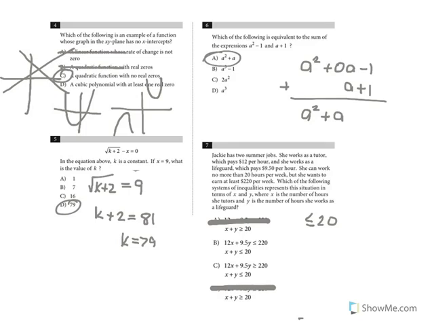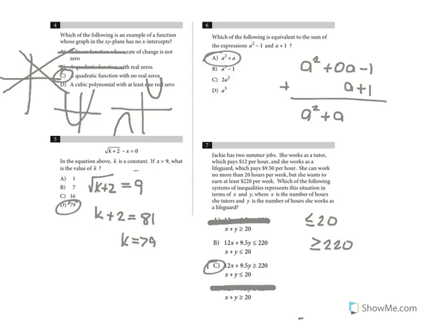Now she also wants to earn at least $220 per week. So at least means greater than or equal to. So we want greater than or equal to 220. So which one of our remaining answer choices has greater than or equal to 220? And it is answer choice C.